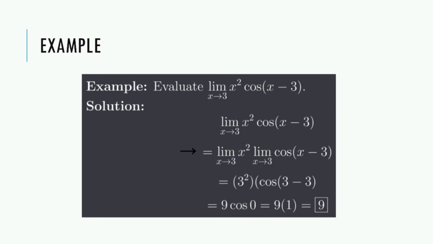So we now have the limit of x squared as x approaches 3 multiplied by the limit of the cosine of x minus 3 as x approaches 3. And now we'll apply simple algebra to further solve the problem. And the final answer will be 9. The limit of x squared multiplied by the cosine of x minus 3 as x approaches 3 is equal to 9.